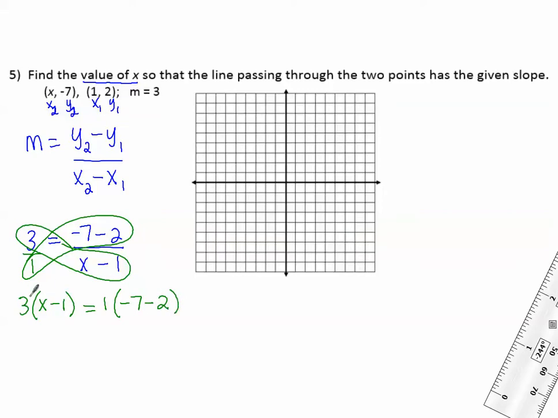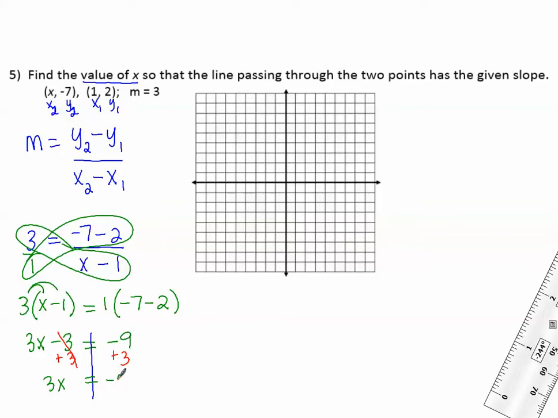On the left side of the equation, I can distribute 3x minus 3 equals, on the right side of the equation, I don't have to distribute because these can be combined. Negative 7 minus 2 is negative 9, and 1 times negative 9 is negative 9. Then I can continue to solve this equation. Draw the line at my equal sign, add 3 to both sides.